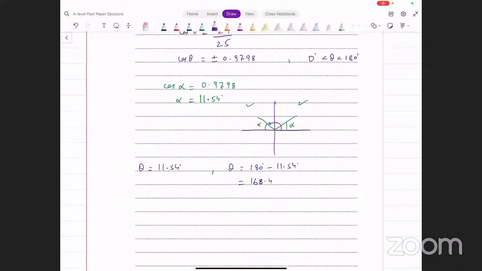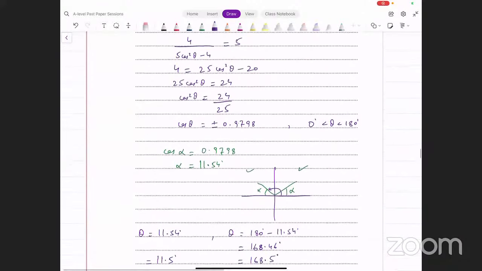168.46 degrees. ठीक है. इसमें question में उसने कोई accuracy नहीं बताई है आपको, तो आप इसको as it is लिख सकते हो, या फिर at least 1 decimal place round off. अगर आप round off करते, you will say 11.5 degrees है और 168.5 degrees है. 1 decimal place से कम नहीं लगा सकते degrees के अंदर, ठीक है. That's what your final answer turns out to be here.